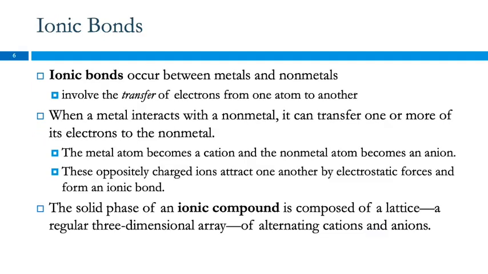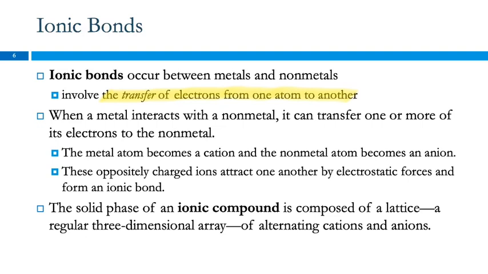So ionic bonds occur between metals and nonmetals, and they involve the transfer of electrons from one atom to another. So metals tend to lose electrons. They will transfer an electron to the nonmetal. The result is you have a positive metal cation and a negative nonmetal anion, and then those are attracted to each other. The attraction of those oppositely charged particles is the ionic bond.